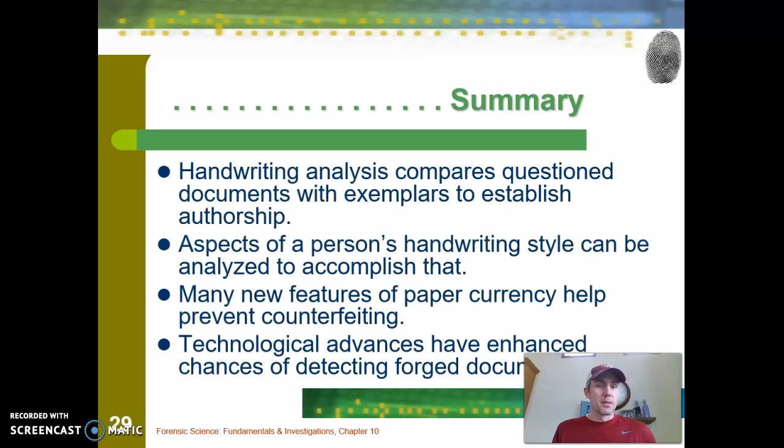That is a summary of Chapter 10. Handwriting analysis is what we're focusing on. We're also going to be talking a little bit about paper currency and how we protect our money from criminals. And then the last little topic that we touched on just briefly was internet crime and how technology is changing the way criminals try to steal our information and use it for their own gain.